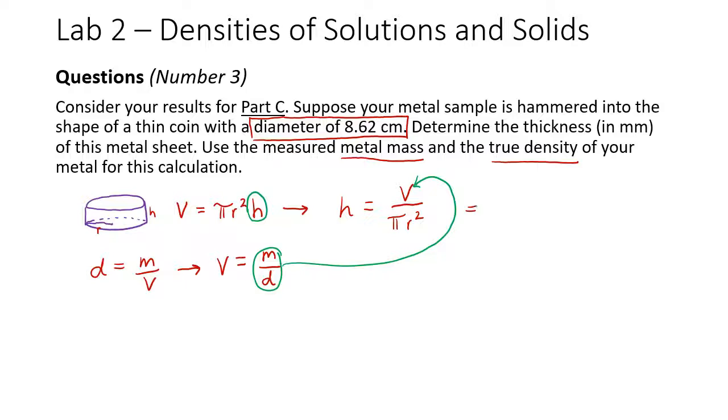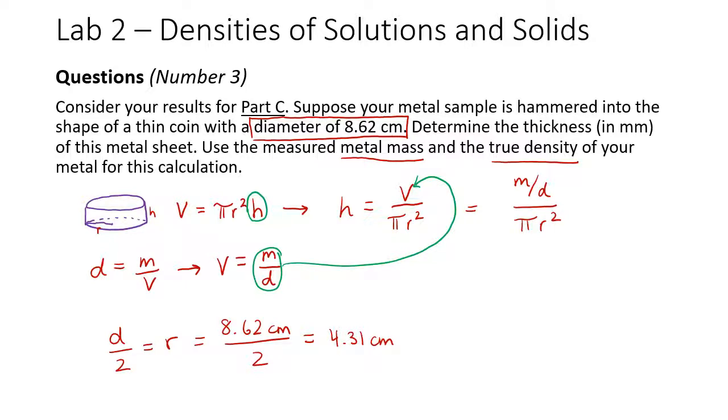So we can rewrite this yet again. Mass divided by density over pi r squared. That should give us our height of the coin. The diameter divided by 2 will be equal to the radius. So if we take 8.62 centimeters and divide it by 2, that'll give us our radius, which is 4.31 centimeters. So we can figure out everything in our formula to solve for the height.